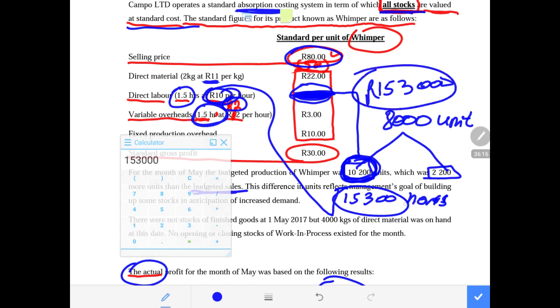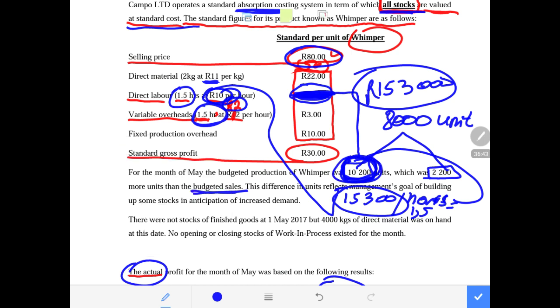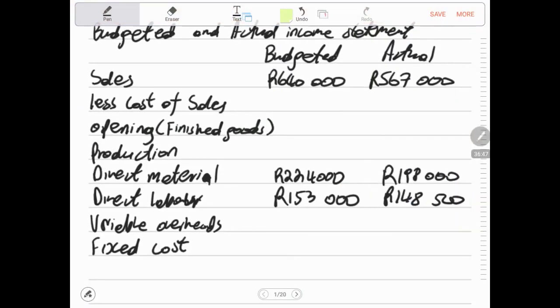Therefore, you can divide the budgeted hours, 15,300, by 1.5, the labor hours it takes to complete one unit, and this gives you the production you need: 10,200. So this can be given in different ways. That's what I'm trying to emphasize to you.